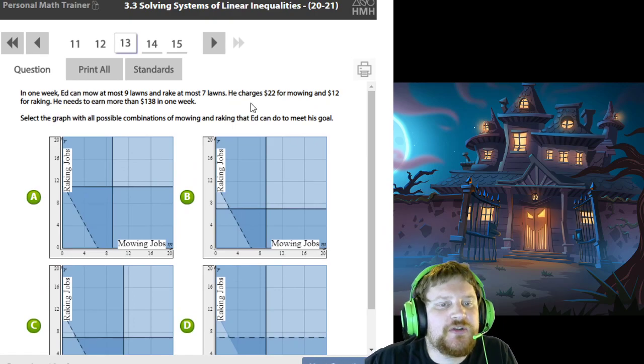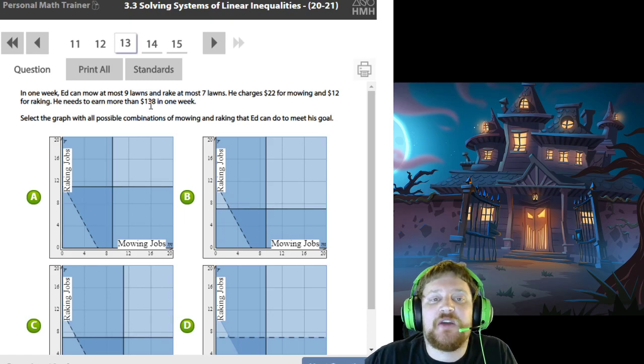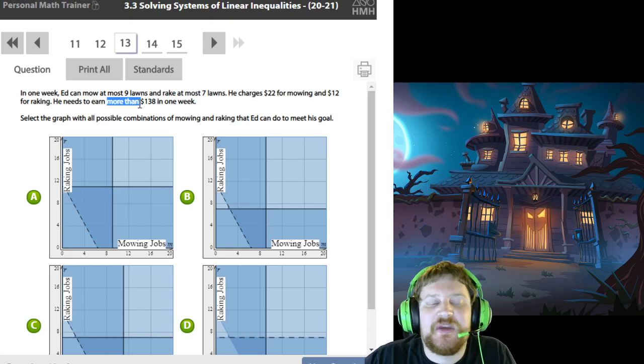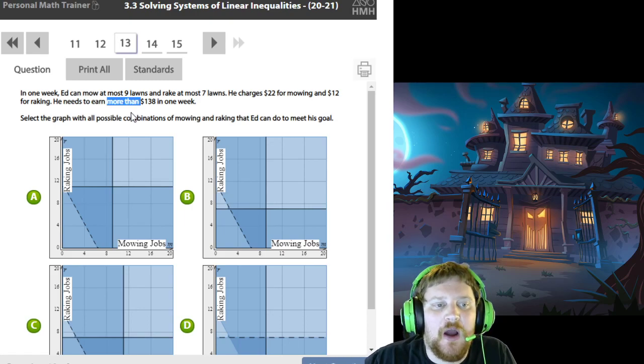He charges $22 for mowing and $12 for raking. He needs to earn more than $138 per week. Can it be equal to 138? No, it has to be more than that. So it needs to be a dotted line for how much money we're making.